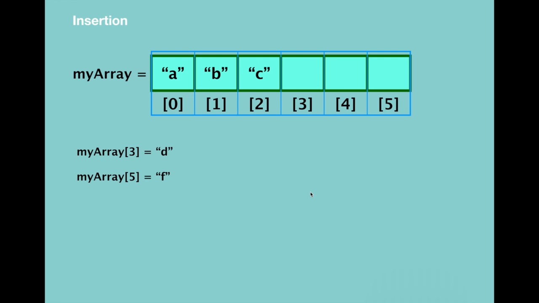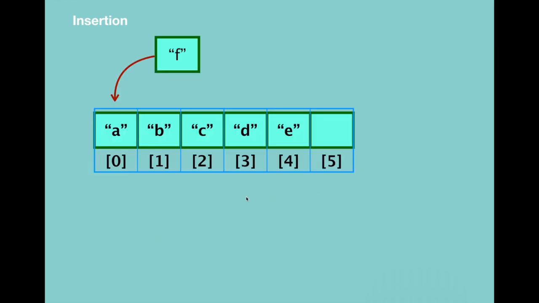Now let's say we have an array like this and we want to insert an element in the beginning of the array, but there's a problem here. The first index, which is 0, is already reserved. There's a value over here. How can we insert a value at the beginning of the array?